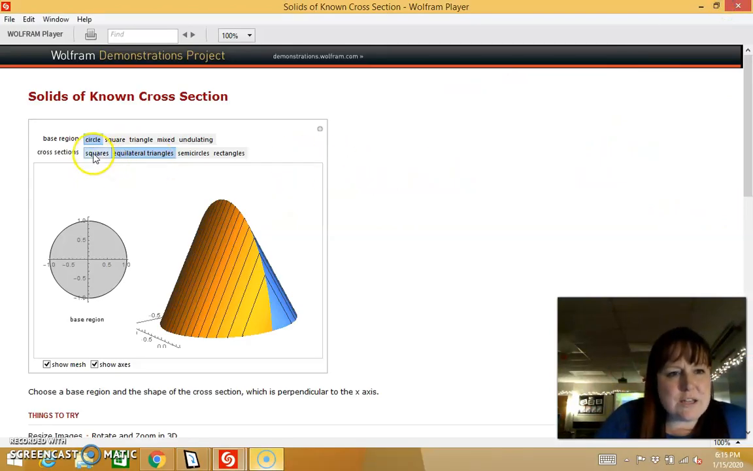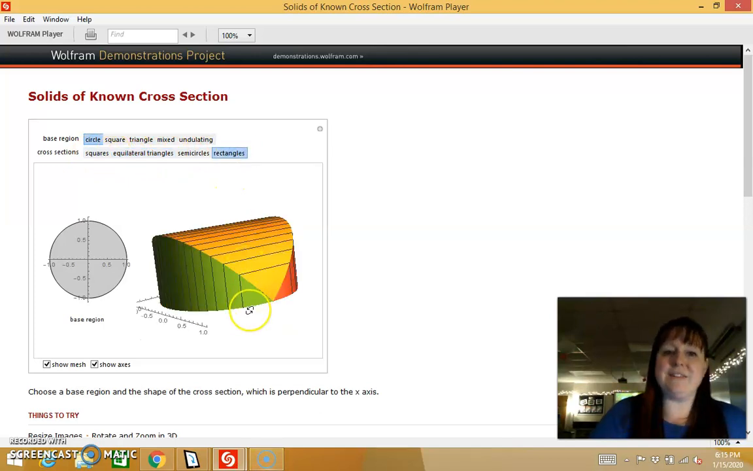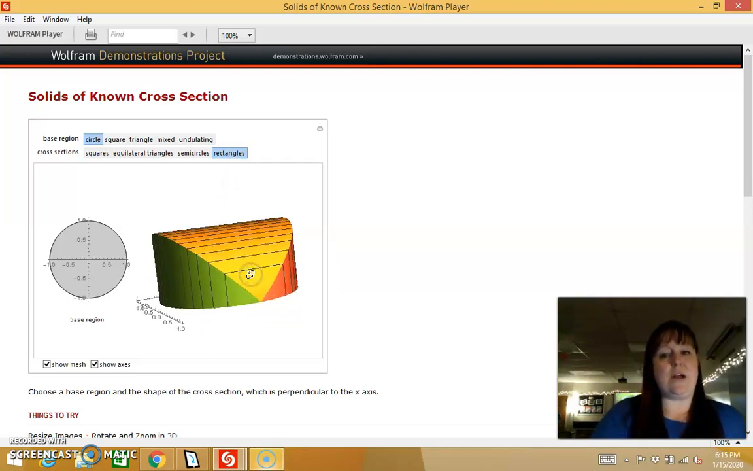If we wanted to look at this, instead of equilateral triangles, we're now going to have rectangles on top. And that is the volume that we are actually finding. So that's pretty awesome. I hope you're not too confused. I understand that this is a lot, so we will talk some more in class.